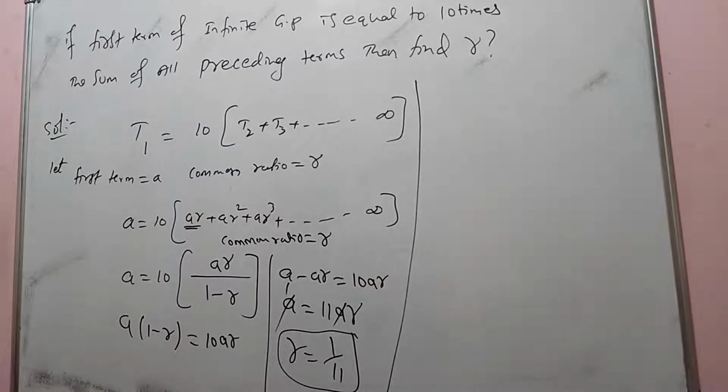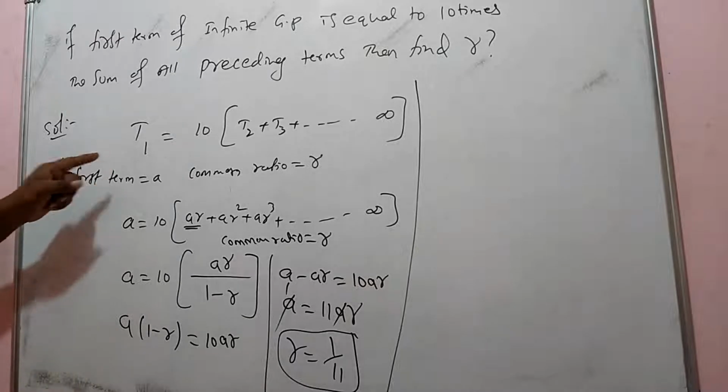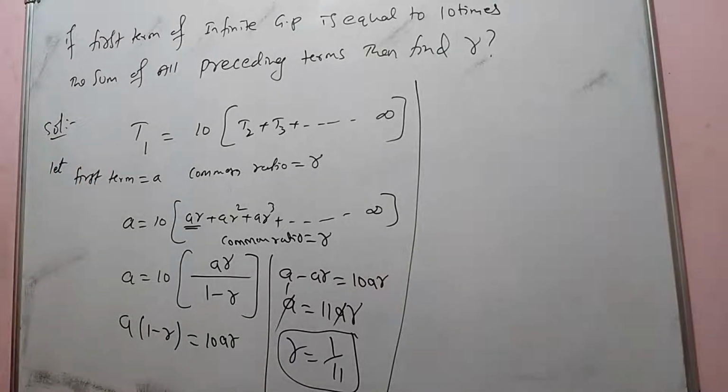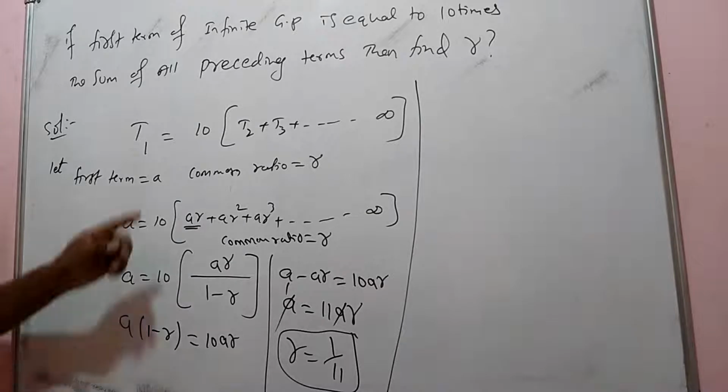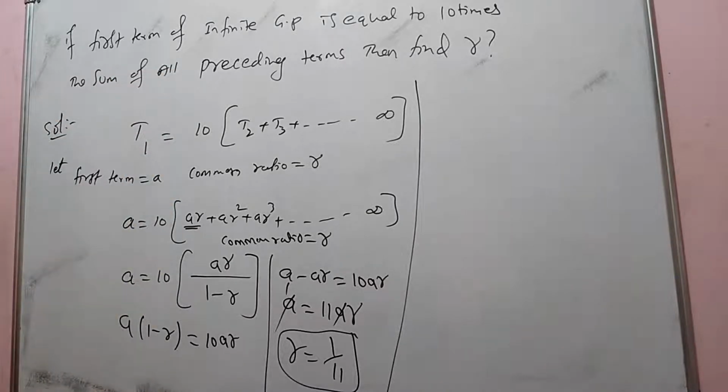Is it understood? The first term of the infinite GP is 10 times the sum of its preceding terms, and it asks to find the common ratio. So this is the way to find the answer. Did you understand, everyone?